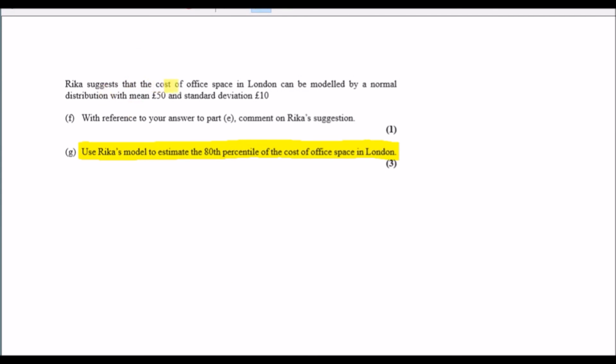Okay, here we go. Normal distribution. Rika suggests that the cost of office space in London can be modeled by a normal distribution with mean 50 and standard deviation 10. So first things first, always say that X is normally distributed with a mean of 50 and a standard deviation of 10, or variance of 10 squared. That's how we always write this down. It's always in the format of mu and sigma squared, where mu is the mean and sigma is the standard deviation.